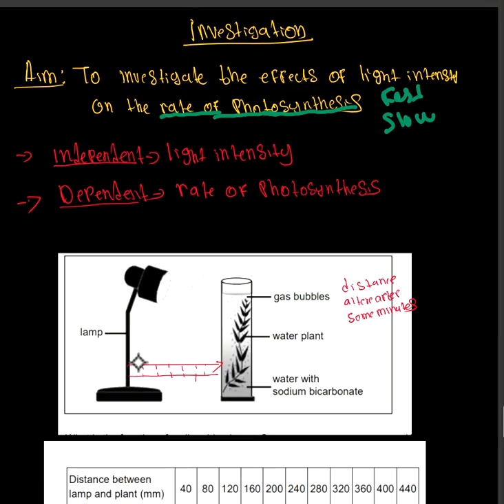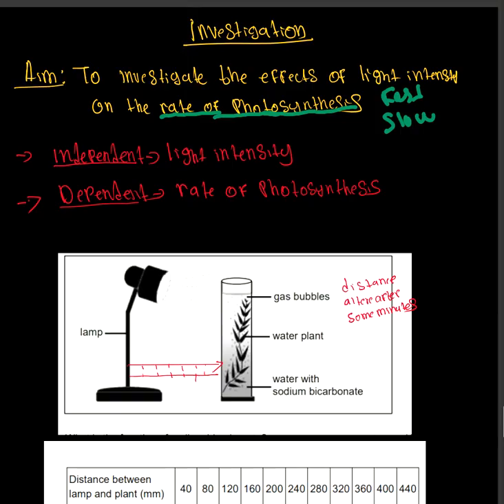As the lamp moves closer, the light intensity increases. But as it moves away from this apparatus, the light intensity will decrease, which means the plants will receive less light. As it moves closer, the plants will receive a large amount of light. So it means there will also be a difference in the number of the bubbles that will be formed. As it moves closer, you may find out that the gas bubbles will be many or will be small.